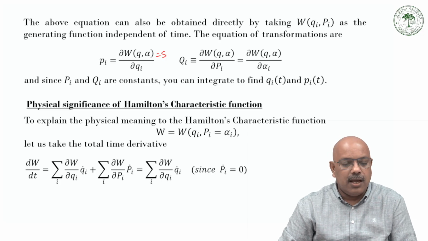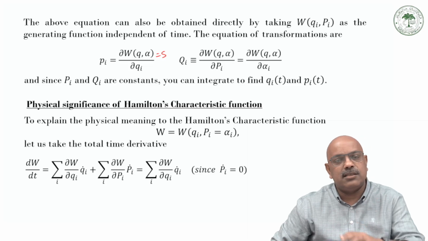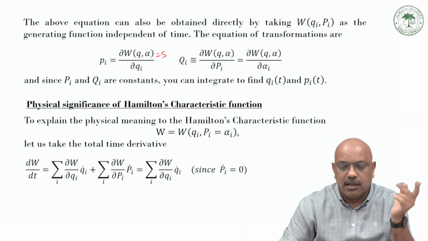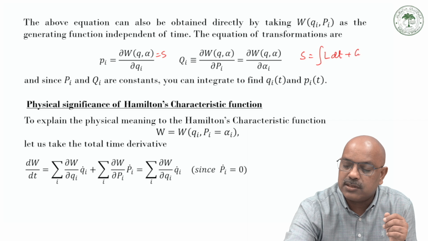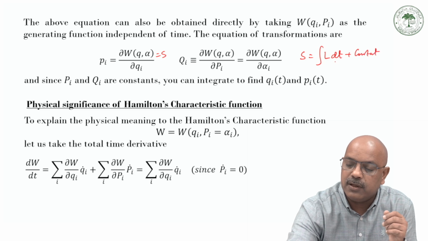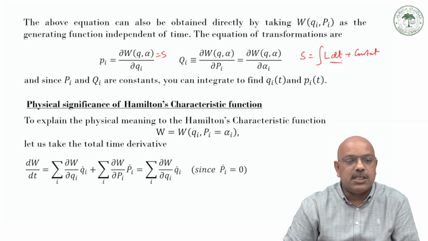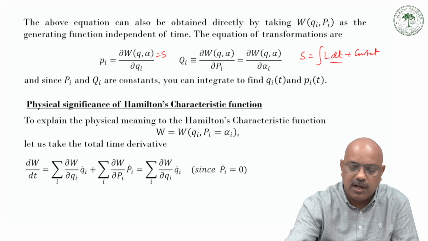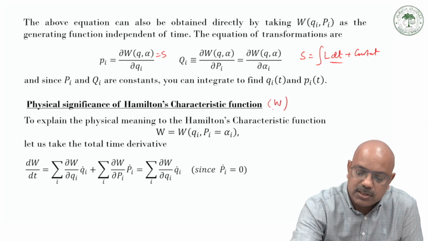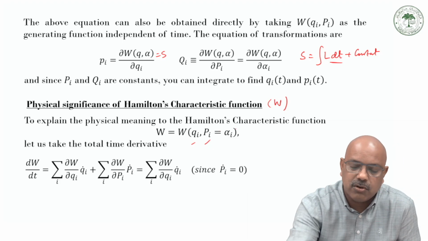Okay, and we can see what the significance of the Hamilton principal function is: the physical significance is that it is the time integral of the Lagrangian plus some constant of motion. But we cannot calculate this. So in the same way, let us look into the physical significance of the Hamilton characteristic function, that is my W, which depends upon Q. This is constant and it's not depending upon time.